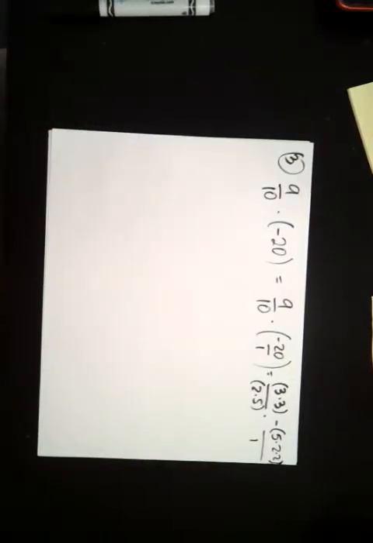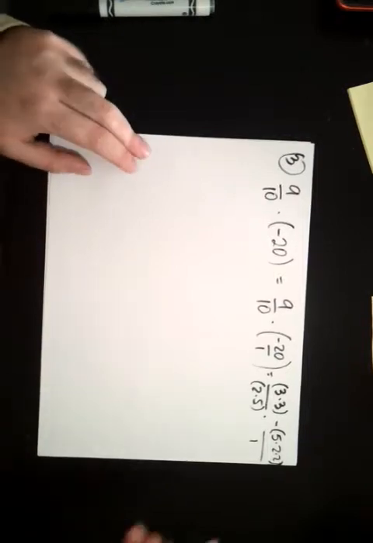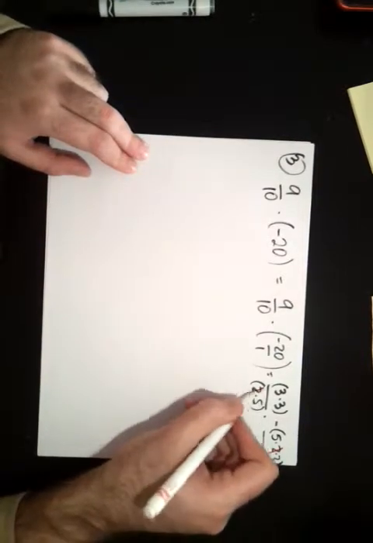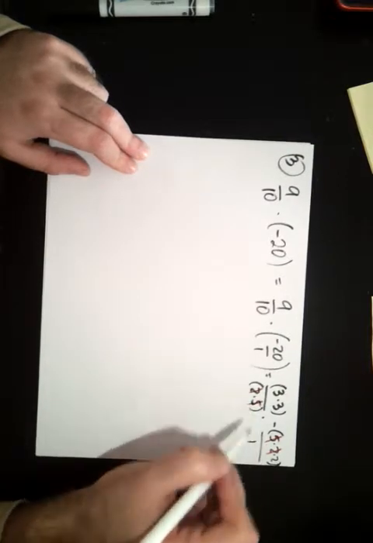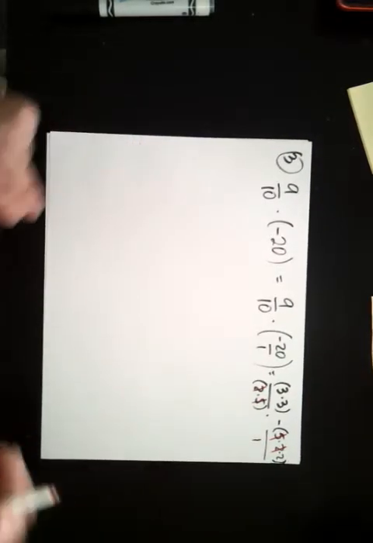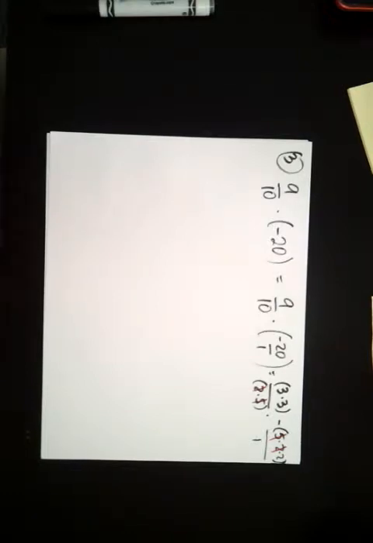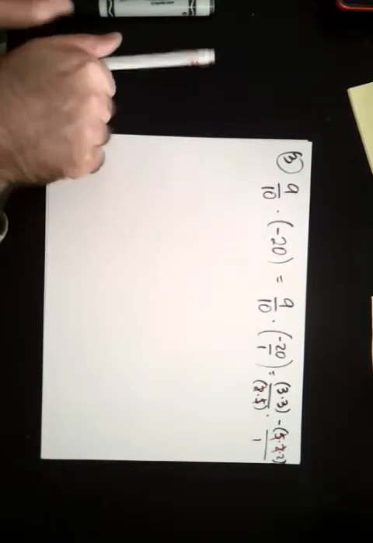Alrighty. Now, cancel time. 2 and 2. No 3s. 5 and 5. Yay. And that's it, because there's nothing left on the bottom. So I don't have to look, because there's only 1 left, and, well, 1's a 1.